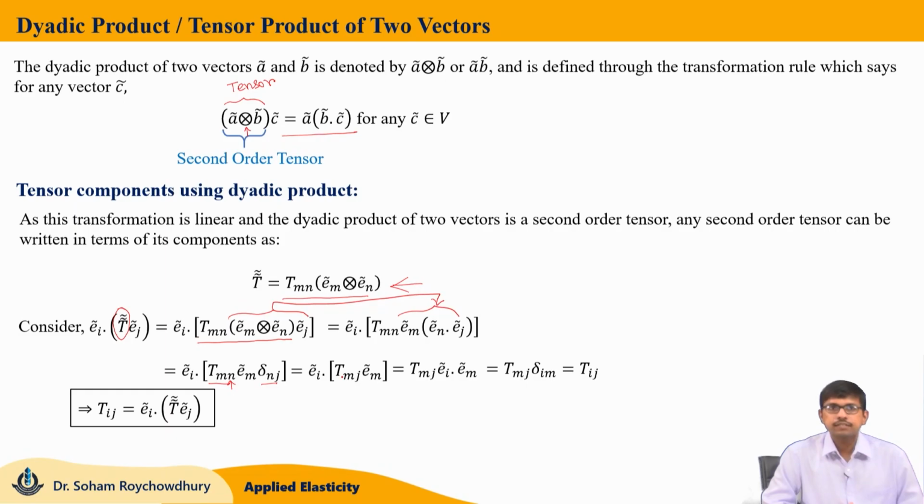For any tensor, its component T_ij can be written as the unit vector e_i dot the capital T tensor acting over e_j. This expression defines the component of any tensor, which can be obtained with the help of dyadic product.